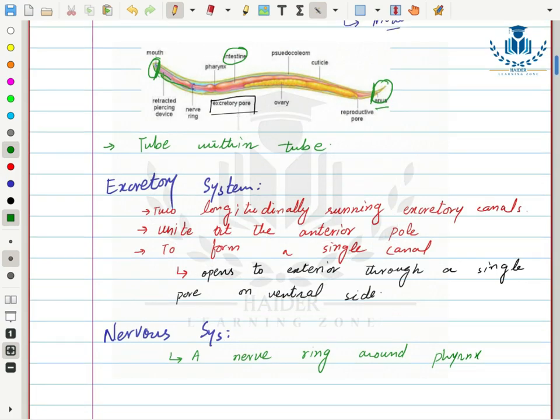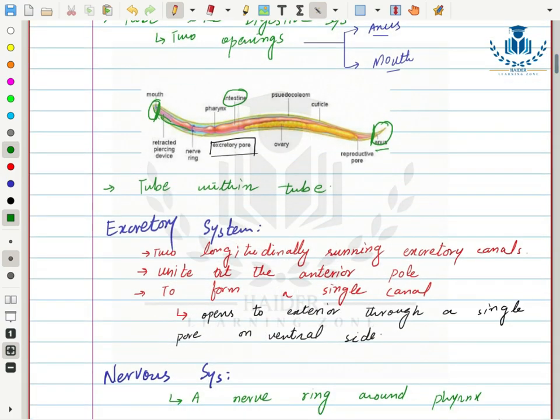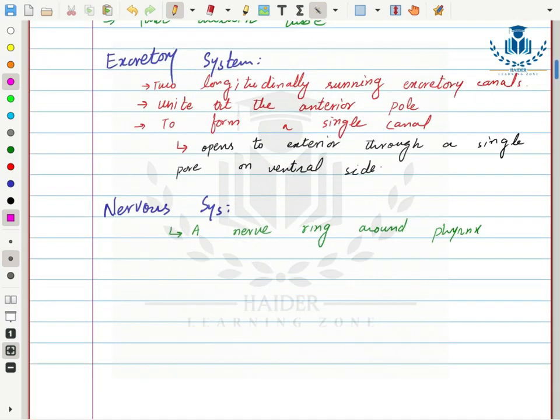Next is the nervous system. For the nervous system, here is the nerve ring around the pharynx. As you can see, this portion is the pharynx, and this is the nerve ring. So this nerve ring acts as the nervous system, and there are also sensory organs in the form of papillae. These papillae are present on the anterior lip.